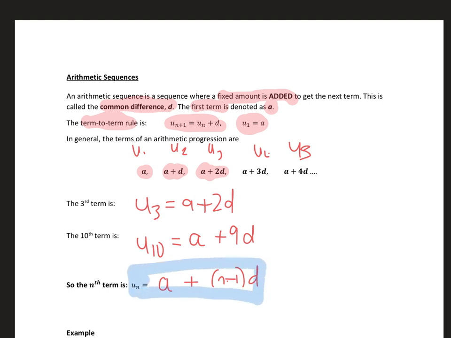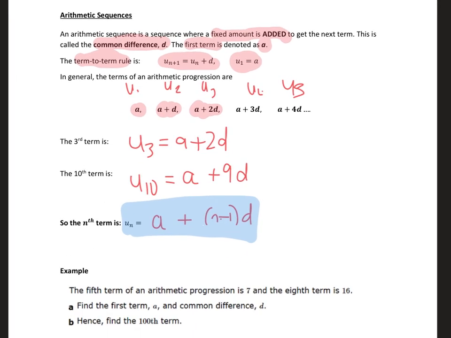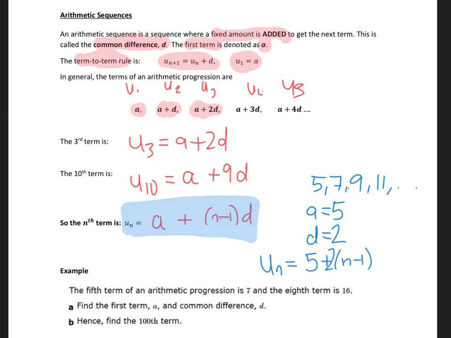For an arithmetic sequence, the nth term is a plus (n minus 1)d. Now, a quick check: let's do the sequence adding 2. So a would be 5, d would be 2. So to get the nth term using this formula, I would get 5 add (n minus 1) times 2. And if I expand and simplify, I would get Un is 2n plus 3, which is what you probably would have told me at GCSE. So this method works as well.